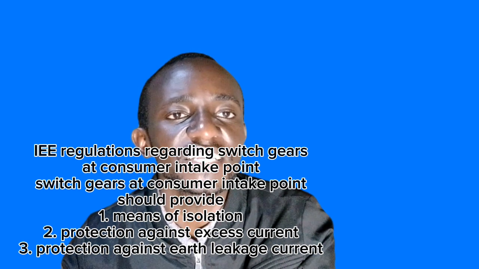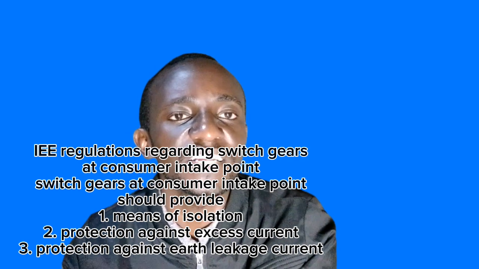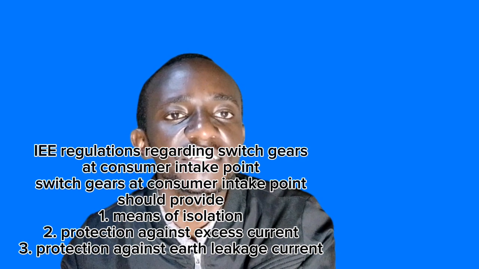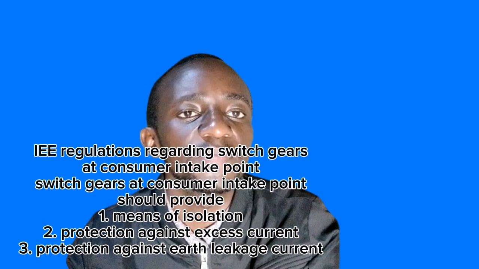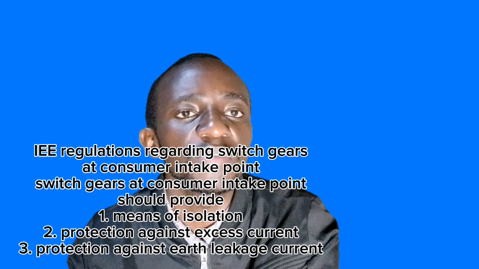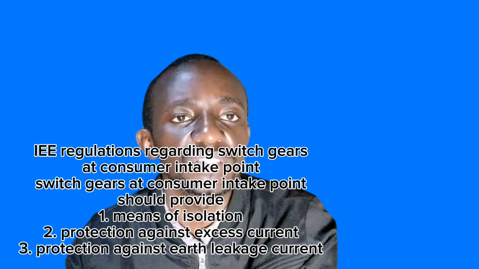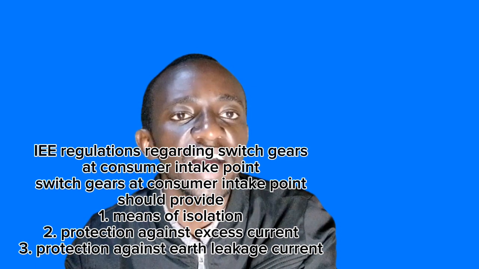Means of isolation is just a provision for manually putting off the circuit. Like in the cutout, it can be plugged out and returned when need be. The main switch can also be switched up. It can be pulled down by hand, so it can be manually pulled down to switch off the circuit.